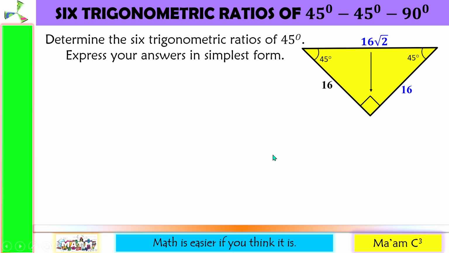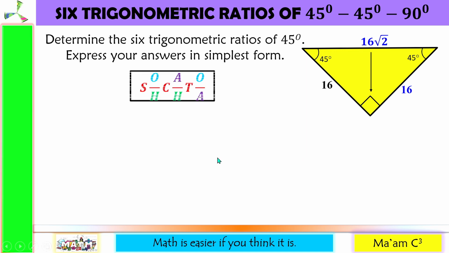Let us also recall our SOHCAHTOA. Let's start with sine 45. You may use any of the two 45 degrees here. It doesn't matter. It will give you the same answer. So sine is opposite over hypotenuse. Look at 45 degrees. Opposite is 16. Hypotenuse is 16 square root of 2.